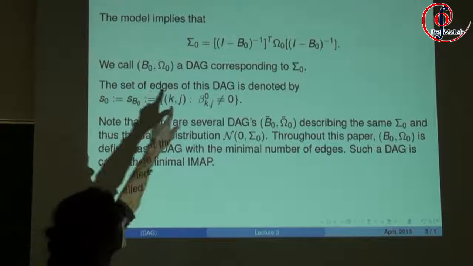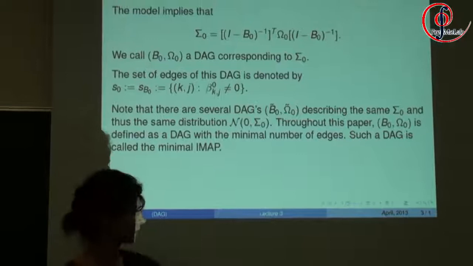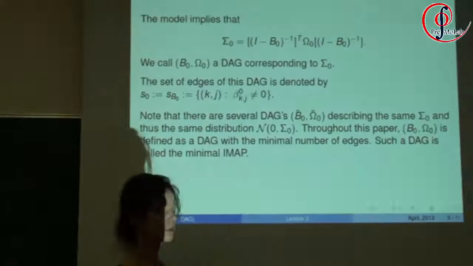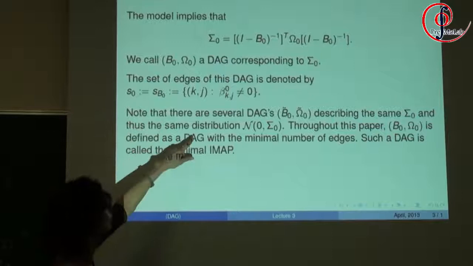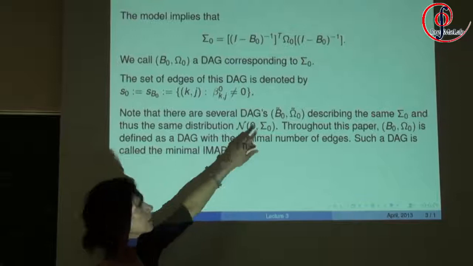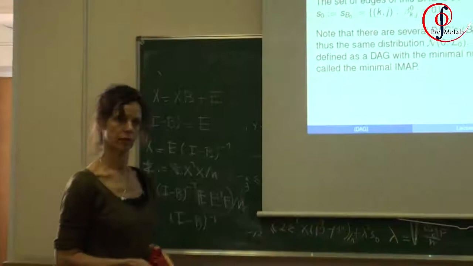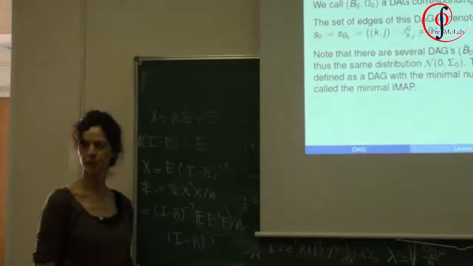So what is the form? The form is: B0 is a matrix which is lower triangular after a certain permutation. It has to be lower triangular to make sure you have the right permutation. And omega 0 is a diagonal matrix. So you can do all these orderings, and for each ordering you do the Gram-Schmidt orthogonalization, and you get the same sigma 0. So there are several ways to represent sigma 0 as a directed acyclic graph. Now, let's take one of those representations with the minimal number of edges. That will be my true DAG, the one with the minimal number of edges. And if there are several, just pick any of them. So take the sparsest representation.